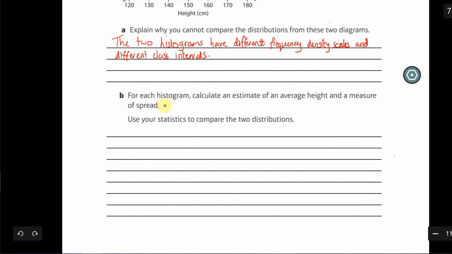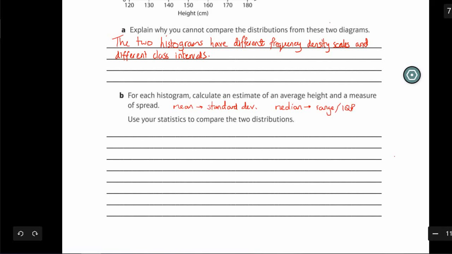Now remember, we can only use certain measures of spread with certain averages here, so we've only really got two choices. We can either use the mean as our type of average, and therefore the measure of spread we would use with this is the standard deviation. Or we could use the median, and the measure of spread we would use with this is either the range or interquartile range.